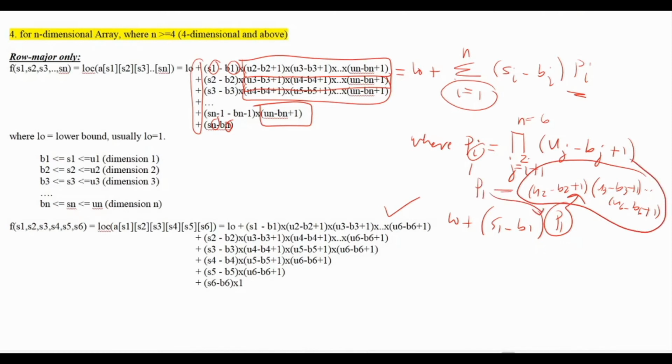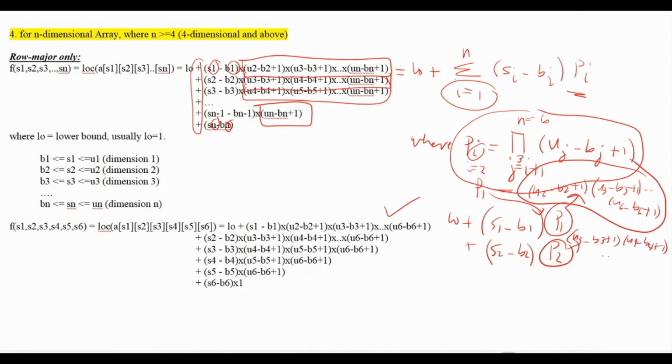And then plus, the next i is 2, S2 minus B2 times P2. The P2 here, according to this, is equal to, your i now is equal to 2, and so your j would start from 2 plus 1, that would be 3 to 6. So this is U3 minus B3 plus 1 times U4 minus B4 plus 1 times up to U6 minus B6 plus 1. So the end term is always index or subscript 6. If i is 1, j would start with 2. If i is 2, j would start with 3, as you can see here in our formula.